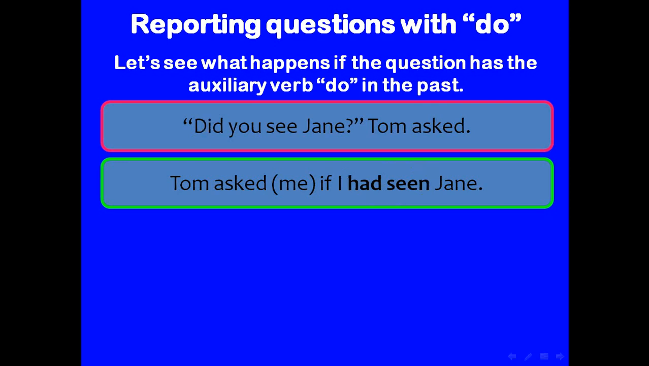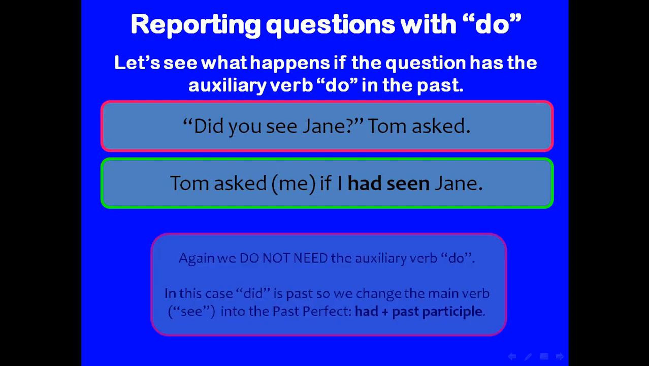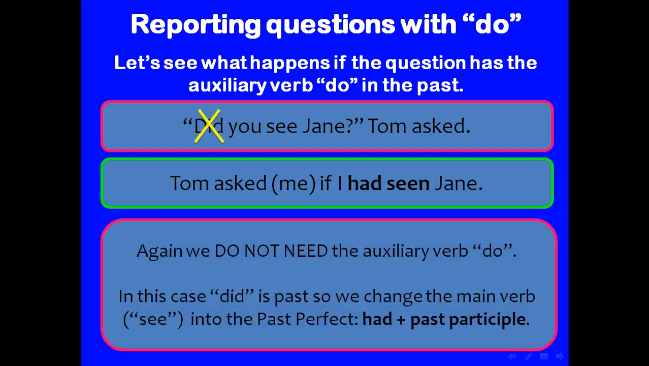Why do you think so? See became had seen because it wasn't originally see. It is supposed to be so, but we have did. Of course, because we have did here, did is followed by the infinitive. But if you are going to drop did, see must be so. And when you report it, it becomes had seen. So Tom asked me if I had seen Jane. So again, don't need the auxiliary do. In this case, did is past, so we change the main verb see into the past perfect, straightforward.